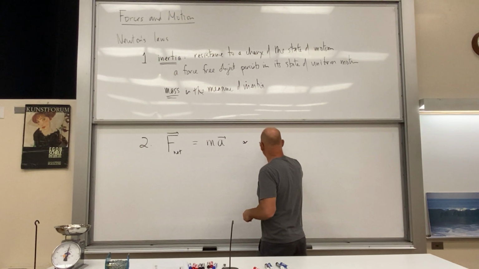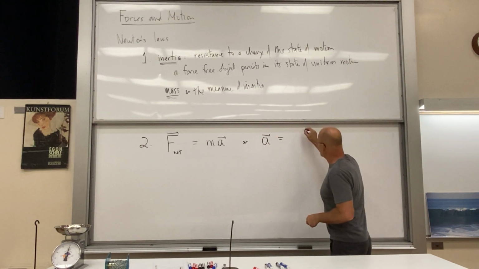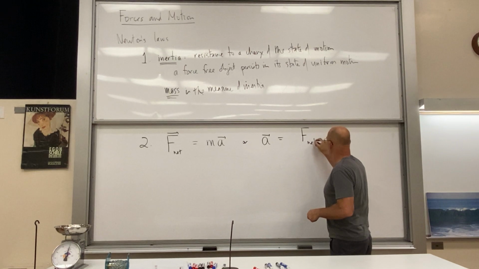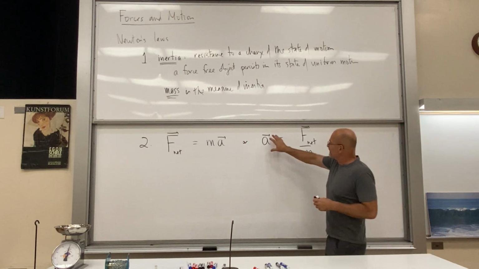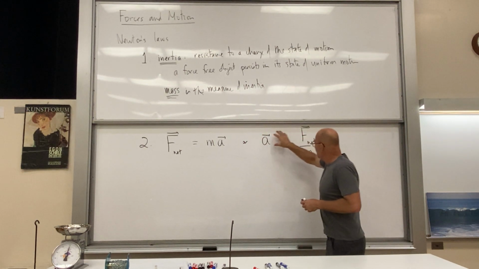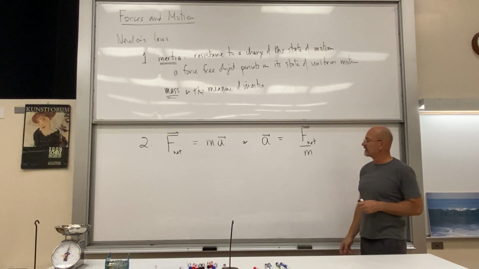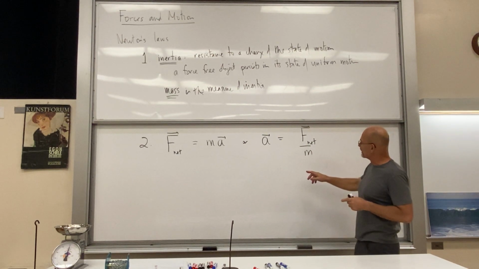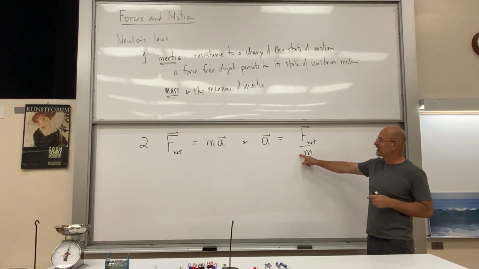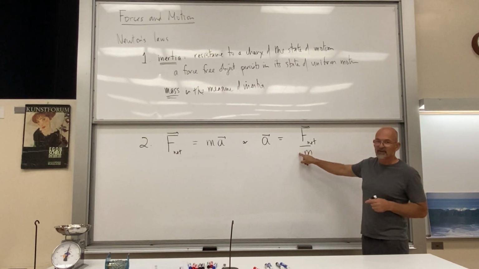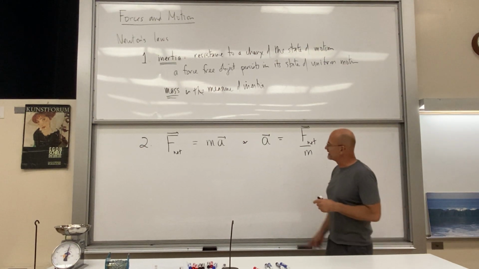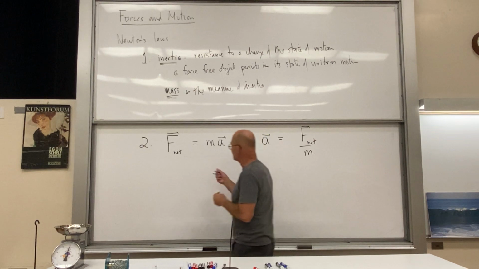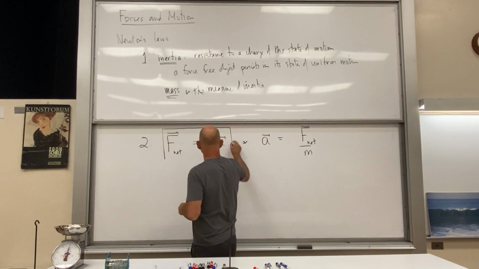Or we can write the acceleration of an object is equal to the net force divided by the mass. Now, what this is saying is that the object accelerates in the direction of the force. Okay? But the magnitude of the acceleration depends upon how large that mass is. The larger the mass, the smaller the acceleration, and vice versa. So we can write this law in either form, same content.